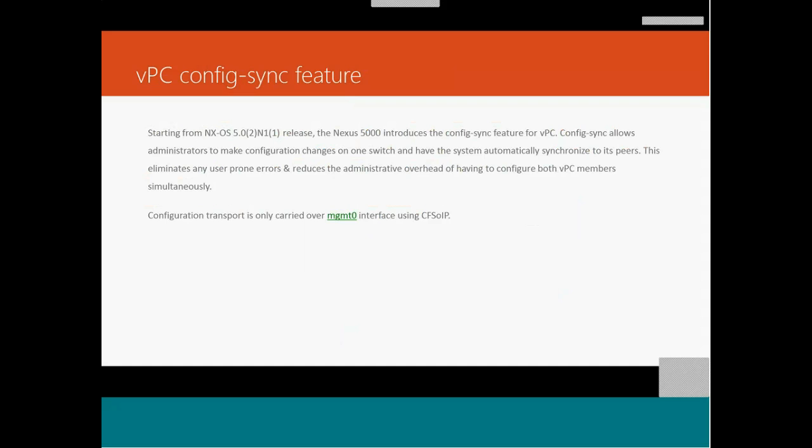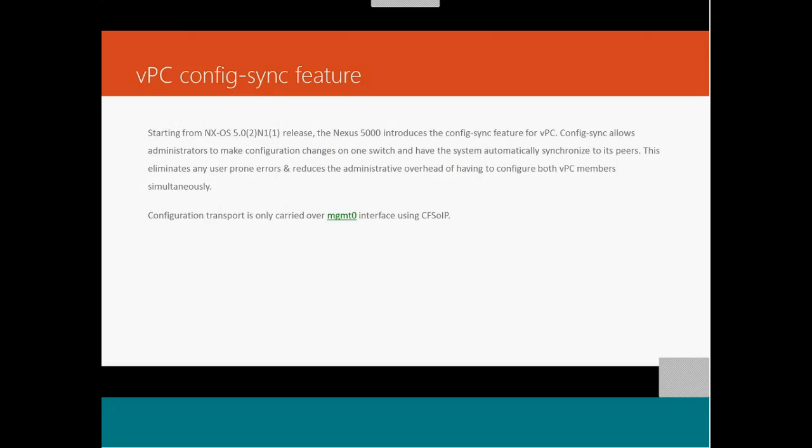Okay, so in the later releases, in Nexus 5.02 N11 release, the config sync feature was introduced to automatically synchronize the configuration between both the Nexus switches, right? So if a particular configuration is done on one side, it will automatically get synchronized to the other side, so that the consistency failures are less. The configuration transport is carried over management 0 interface using the CFS over IP.